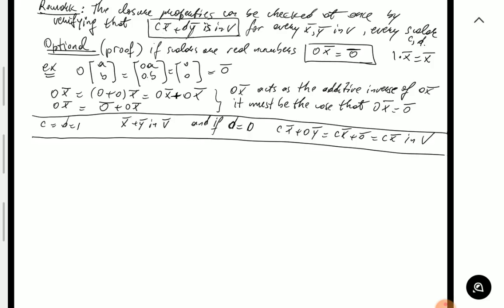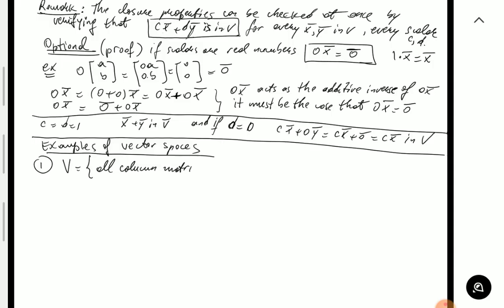So let's give examples of vector spaces. I already alluded to the column matrix. In all of these examples, I'm going to describe the set itself. So V is all column matrices with matrix addition and scalar multiplication. And I'm going to illustrate it with column matrices of two components so that we don't have to write too much.